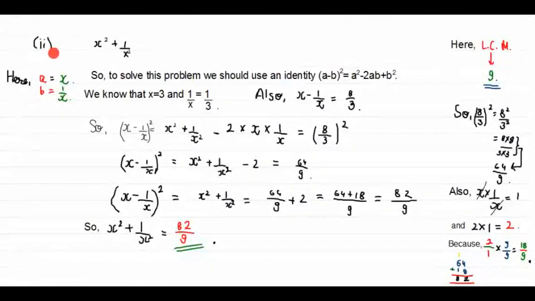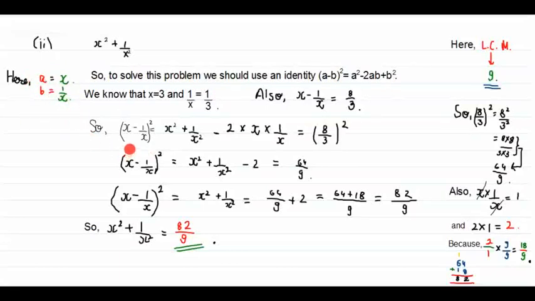Our second problem is x square plus 1 by x square. To solve this problem, we should use an identity, which is a minus b whole square is equal to a square minus 2ab plus b square. We know from the question that x is equal to 3 and 1 by x is equal to 1 by 3. Also from our previous question we know that x minus 1 by x is equal to 8 by 3. So when we substitute the value of x and 1 by x as a and b, here a is equal to x and b is equal to 1 by x.